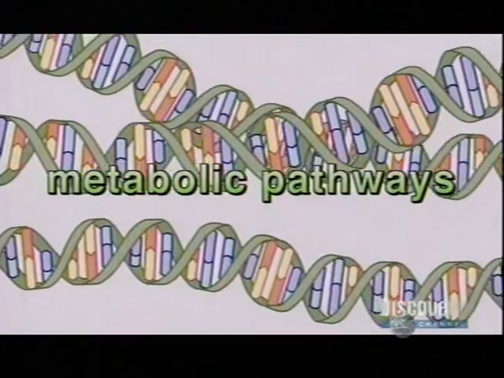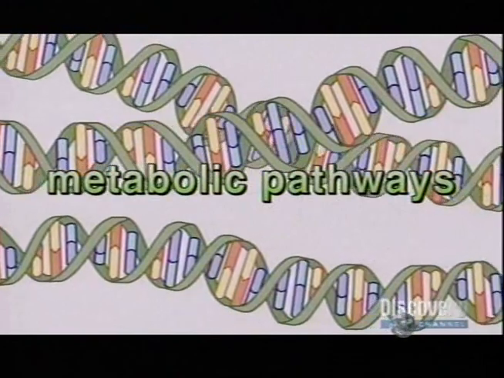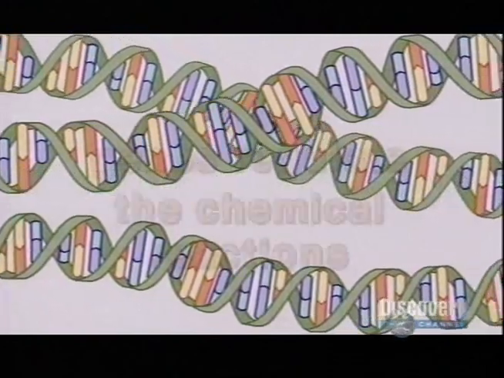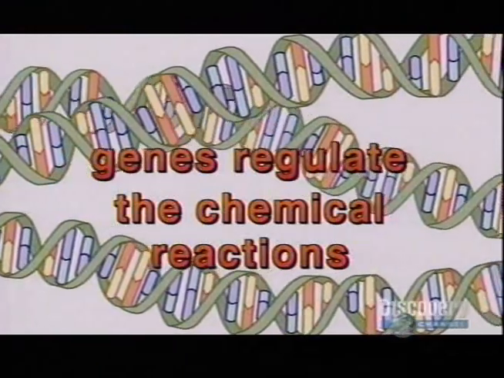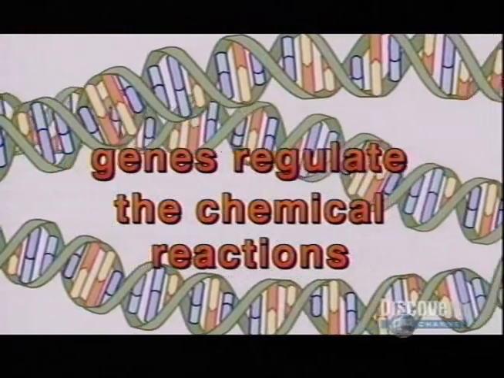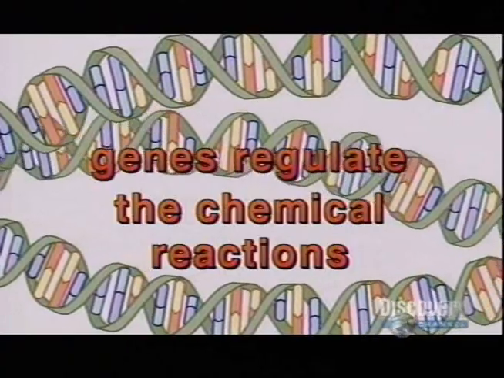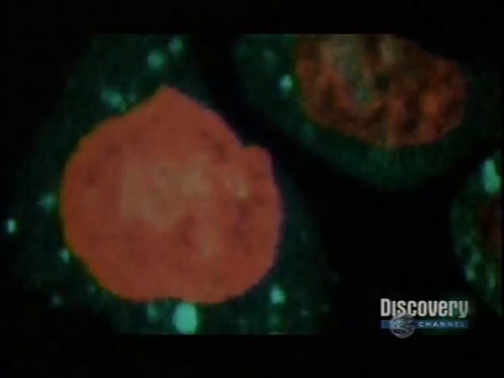Genes, or segments of DNA, organize the metabolic pathways in plants and animals. Genes direct the production of proteins that regulate the chemical reactions and ensure that energy is dispersed through the metabolic pathways to the cells that need it.